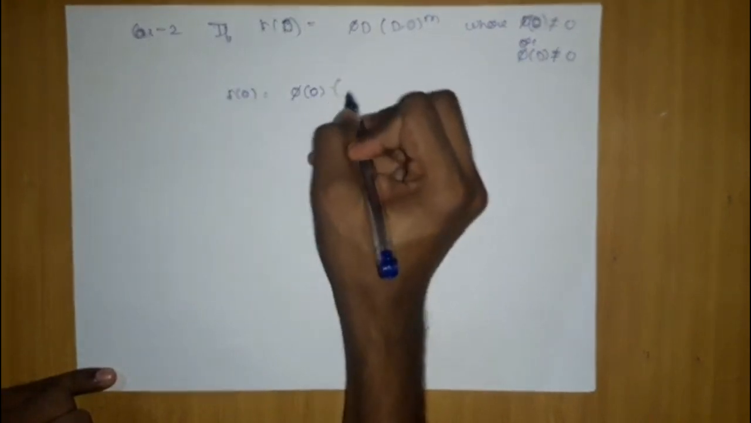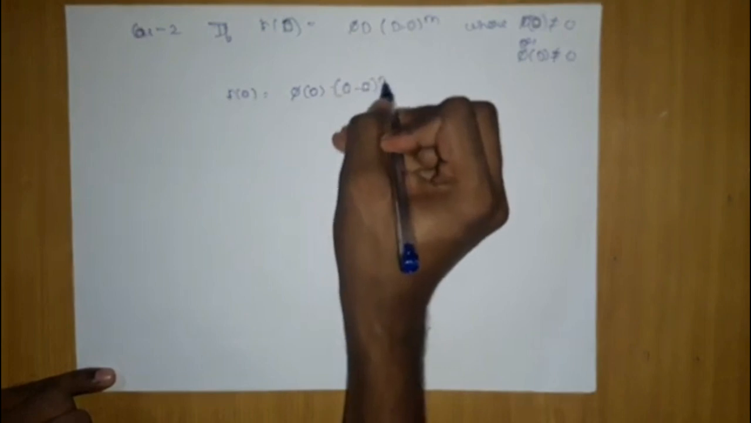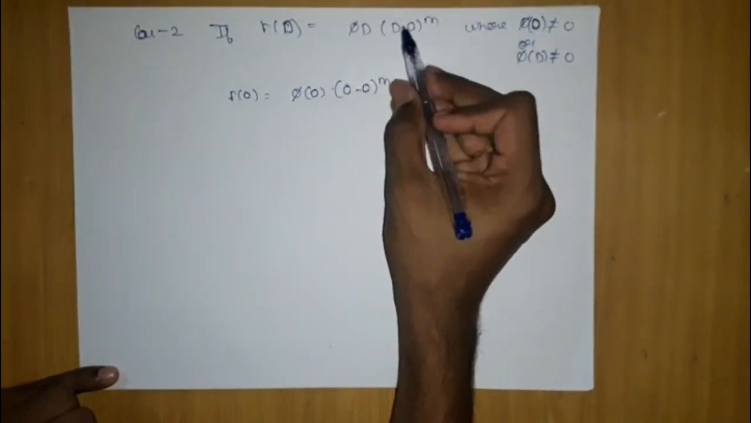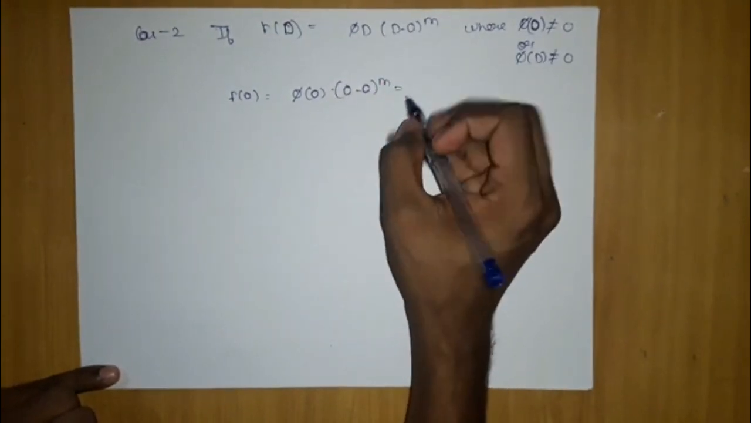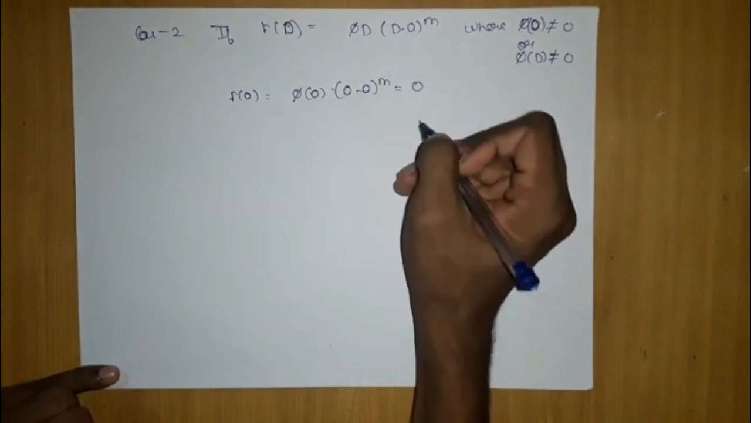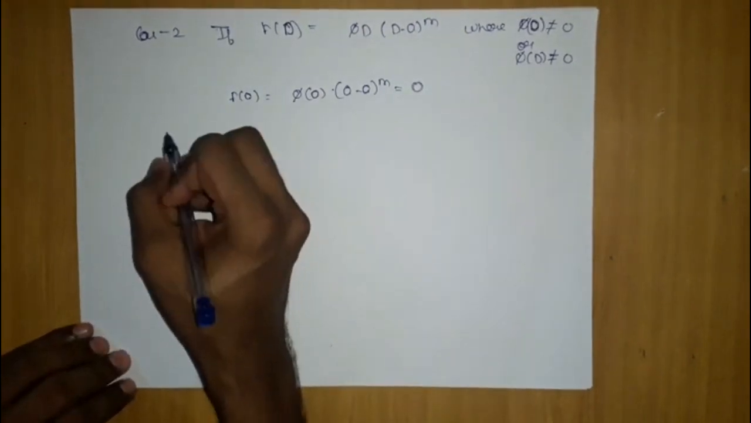So f of a, if you substitute a into (D minus a) power m, it is for sure coming out to be 0, because here the (D minus a) format will always be given. So this will come out to be 0. Now what to do in this case?